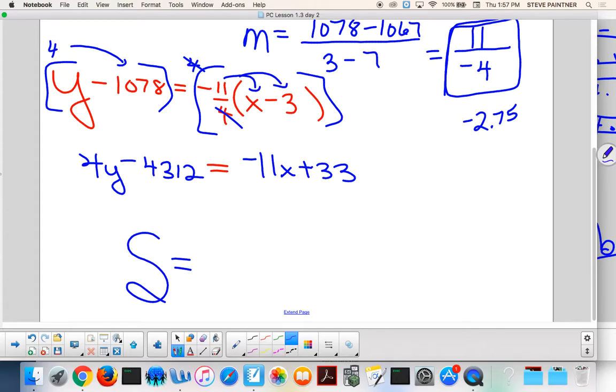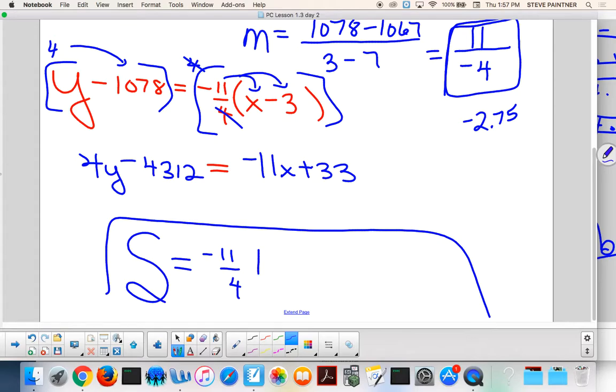I don't want to show all the work. I just want to tell you the answer. S equals negative 11 fourths times t. I don't know the y-intercept. It is, you're right, it is this. And it's positive, right? Yep. So that's it. That's the equation I'm looking for on the test.